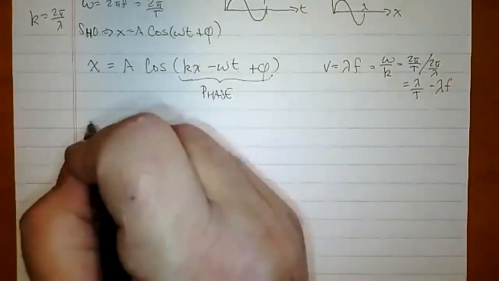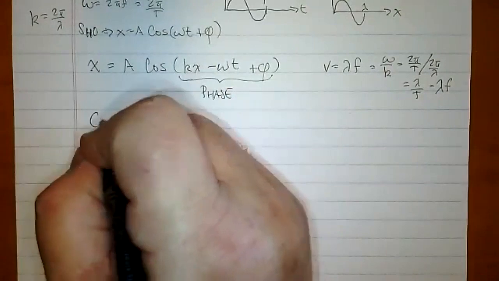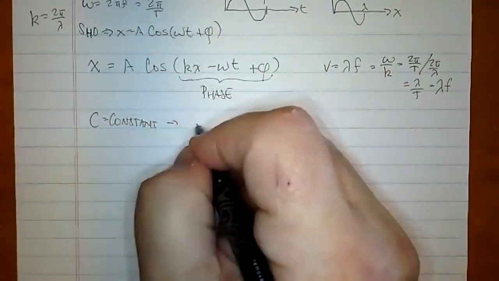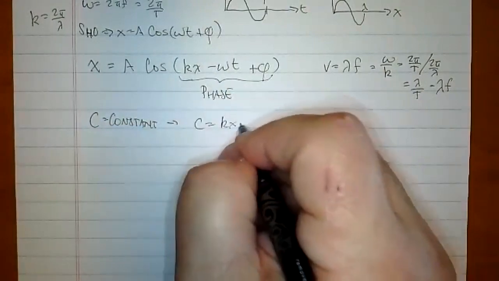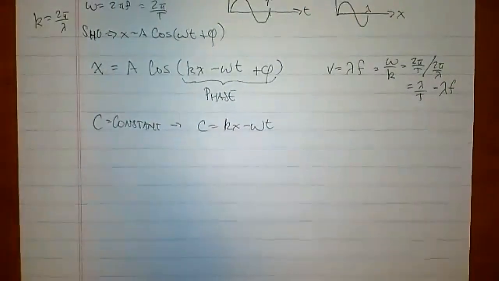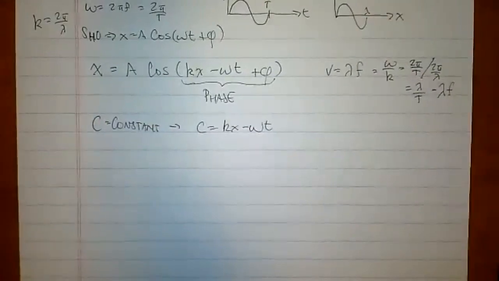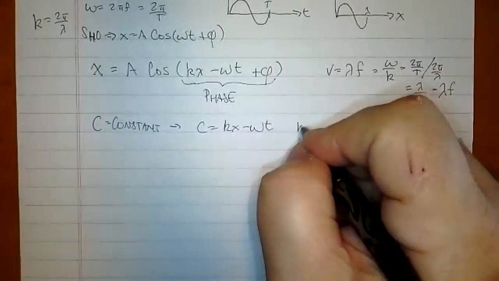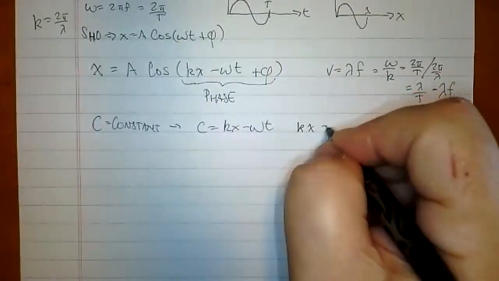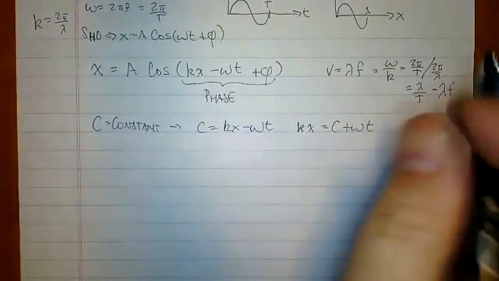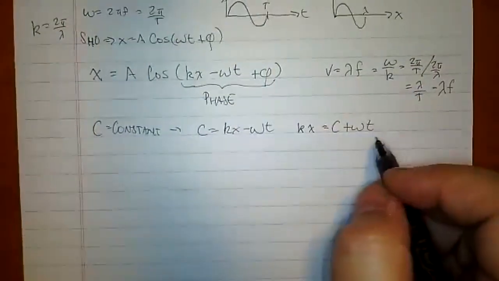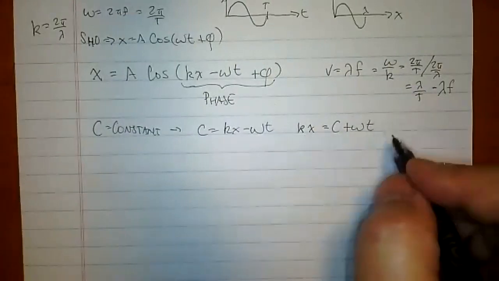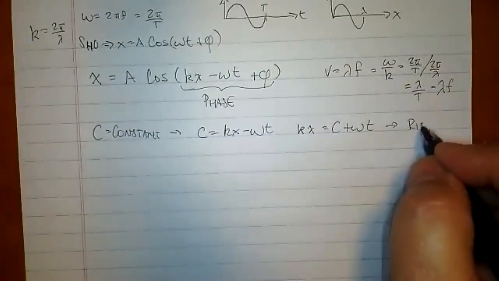So when I do that, I'll say let's call it c, equals a constant. Then c is equal to kx minus omega t. If I want to keep that constant, then what that means is k times x is equal to c plus omega t. And you can see as t gets larger and larger, then we get this constant plus a number. So in other words, this means it's a right traveling wave.